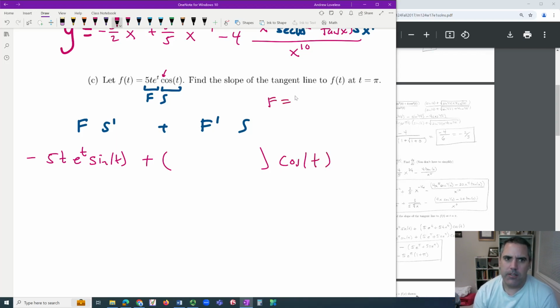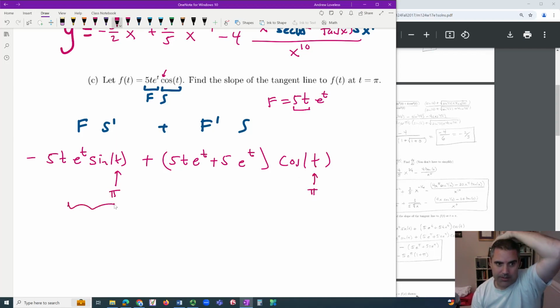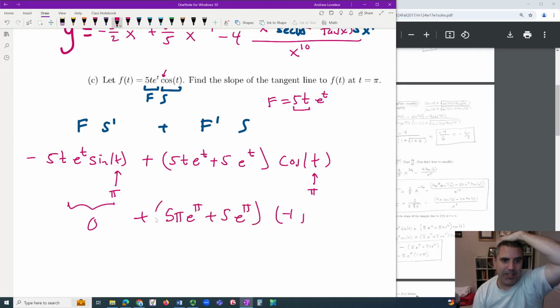The first is 5t e to the t. How are we going to do that? Product rule. Ooh, all right. So we're going to do first, that's this, times the derivative of the second, e to the t, plus the derivative of the first times the second. And the question is asking you to plug in pi, so that should be extremely fast to do. When you plug in pi to sine, this is just 0. When you plug in pi over here, this is negative 1. And the rest of this is just a terrible mess. 5 pi e to the pi plus 5 e to the pi times negative 1. If it was me, I would factor out the 5 e to the pi and write it this way because it's just slightly prettier.